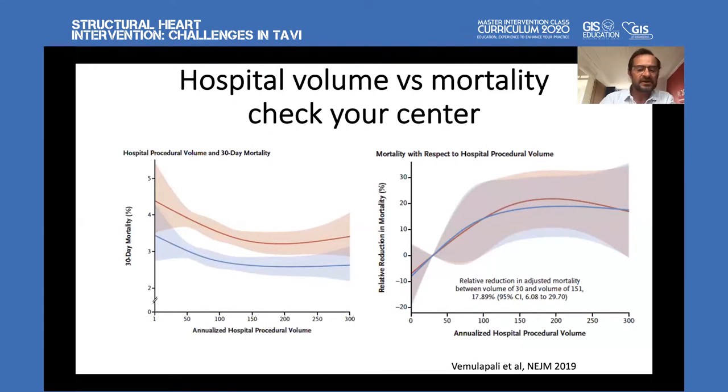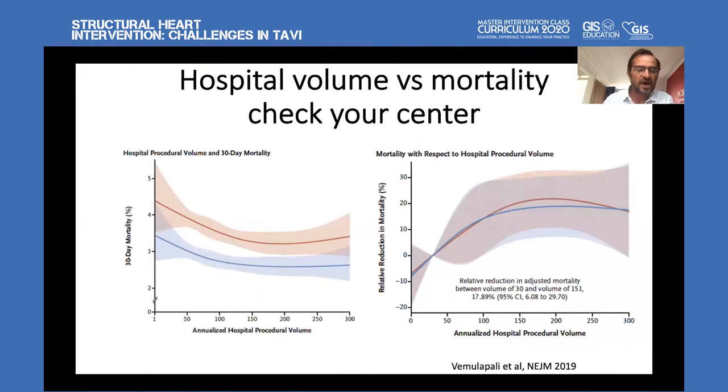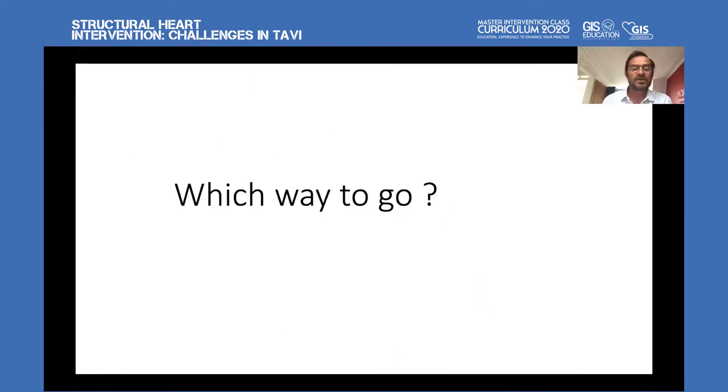In fact, it shows that if you are between 150 and 200, you don't need to do 2,000 TAVR per year to be in a very good group. The mortality at 30 days is really as low as possible, which is very interesting data. So which way to go is another challenge that you have to evaluate very carefully.